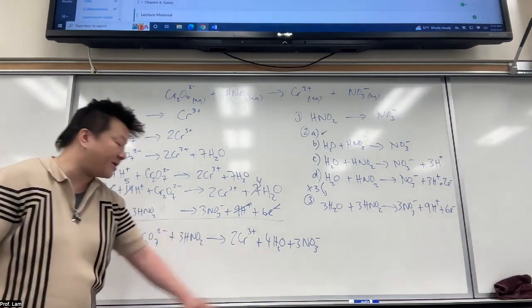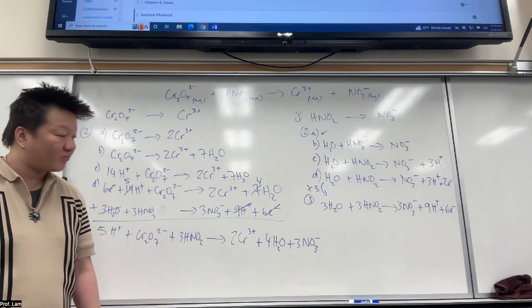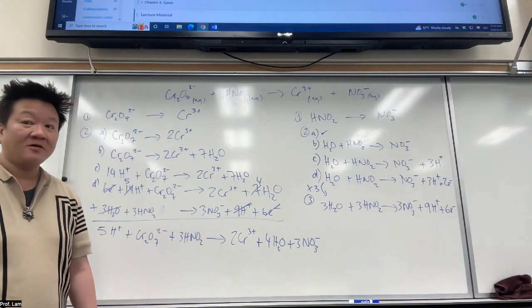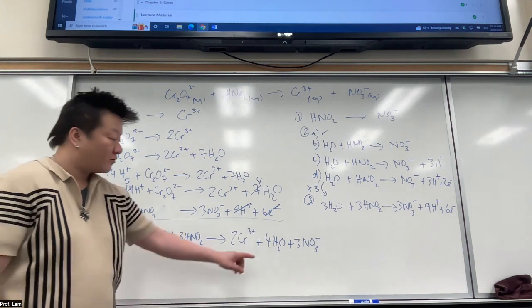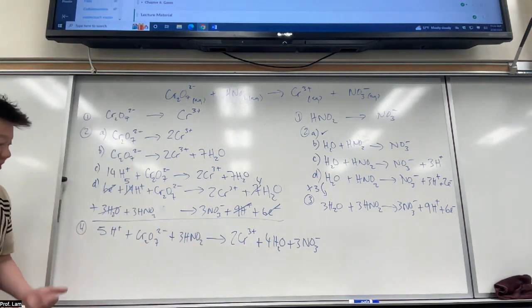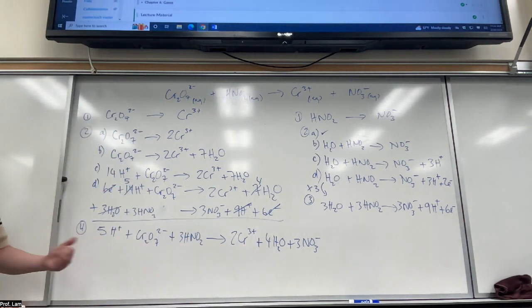And on the right side, how many oxygens do we have? 13 as well. We're good, right? Let's count the hydrogens. How many hydrogens on the left side? 8. Okay. And how many on the right side? 8. Very good. Now the charges.